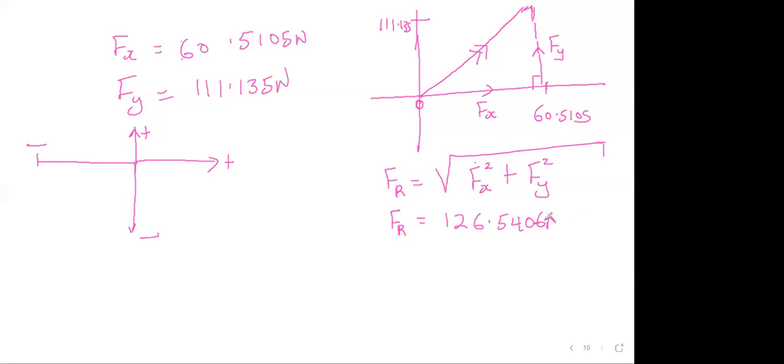Now, we are going to find the direction. The direction is the angle your resultant makes with the force. When you look at this angle, it gives you Fy and Fx. So to get theta, tan theta is equal to opposite, which is Fy, over adjacent, which is Fx. So to get your theta, we always take the tan inverse of Fy over Fx.